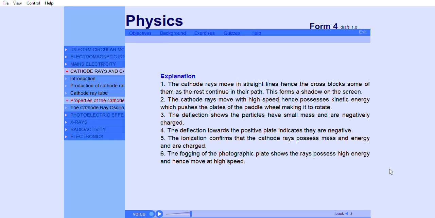Explanation. The cathode rays move in straight lines, hence the cross blocks some of them as the rest continue in their path. This forms a shadow on the screen.